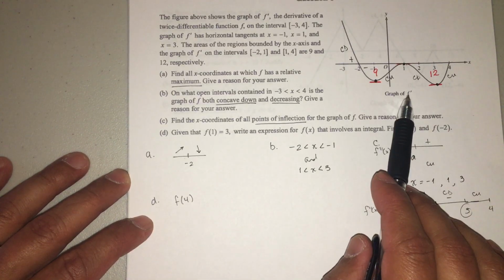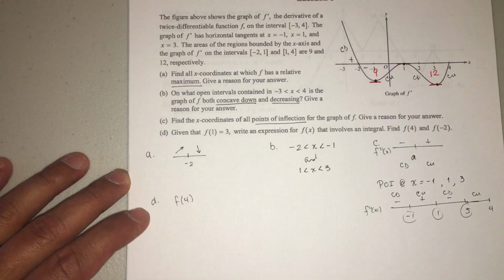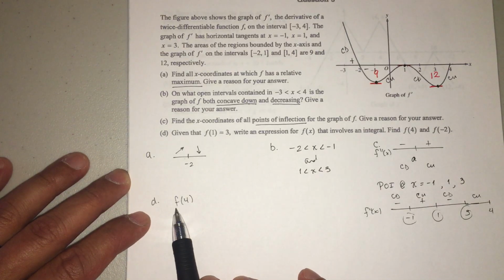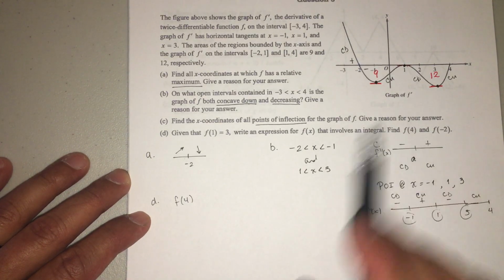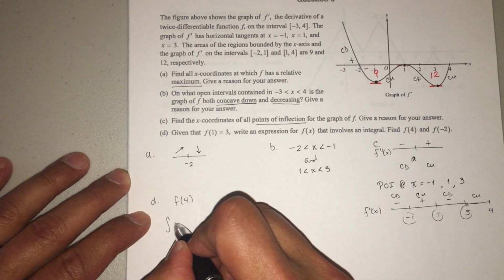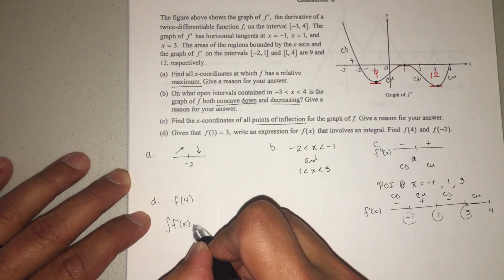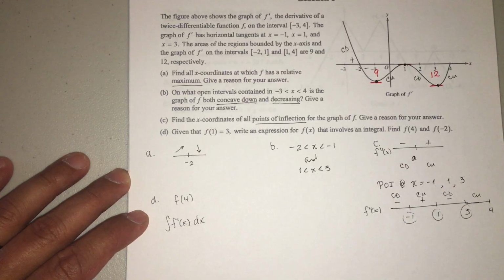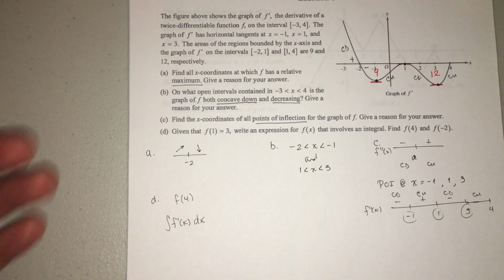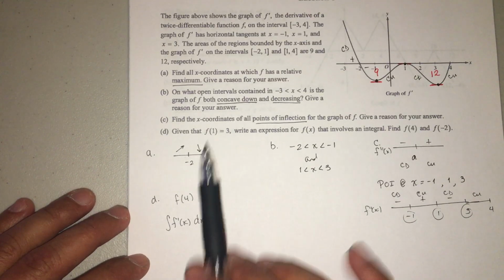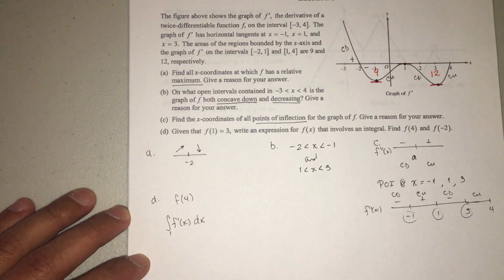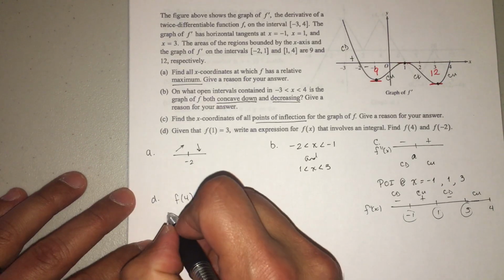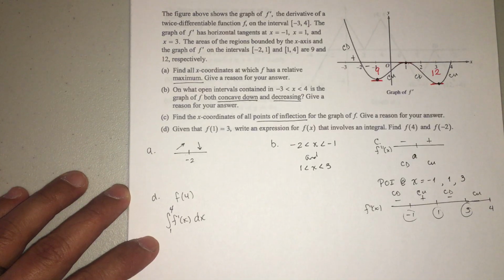What do they give me? The derivative, right? So how do I find f from the derivative? That's right, you're going to take the antiderivative. Antiderivative of f prime of x, right? Well, where do I go from? From where? What's your initial condition? x equals 1 to where? Well, what do they want you to find out? 4. There you go. So now you go from 1 to 4.